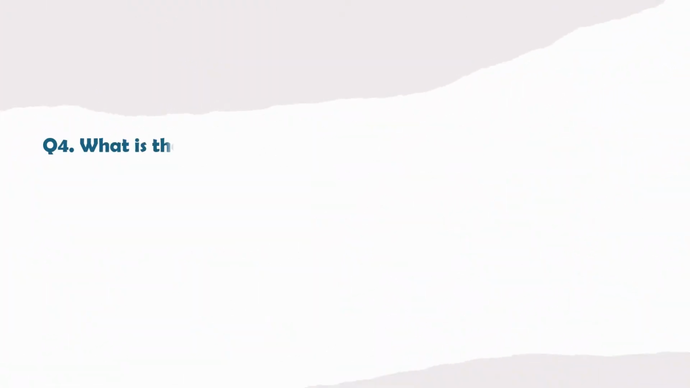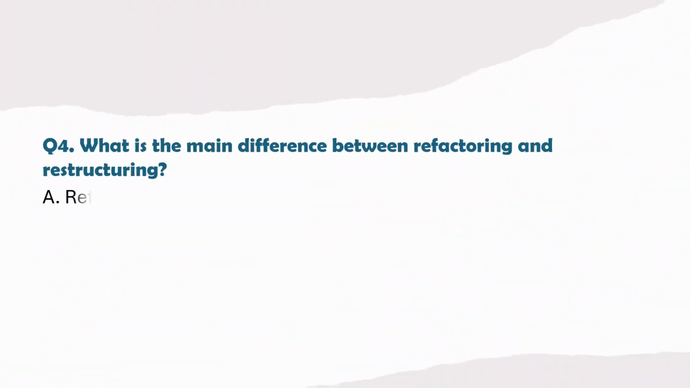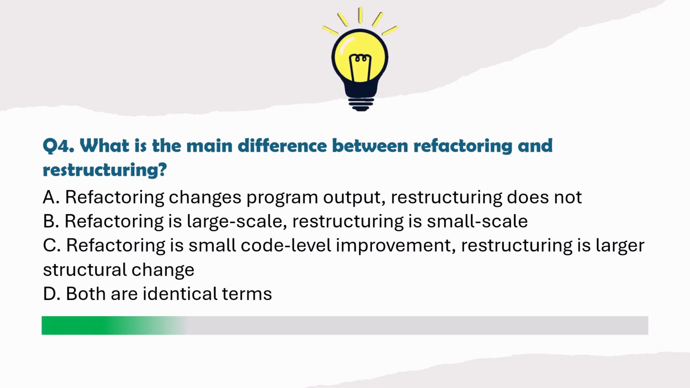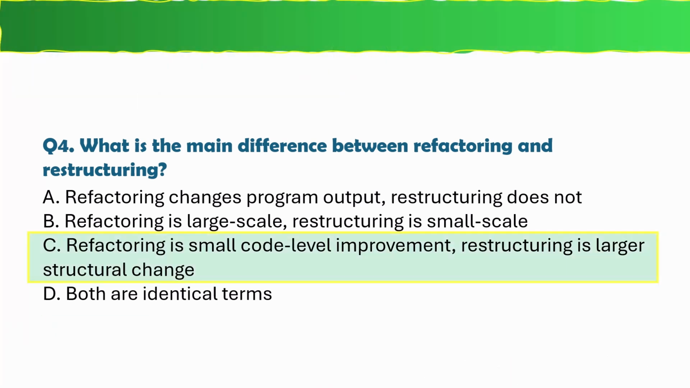What is the main difference between refactoring and restructuring? Here are the options. The correct answer is C, that refactoring is a small code-level improvement and restructuring is a large structural change. They both improve the software without changing functionality, but the scope differs. Refactoring is focused on small changes and restructuring is focused on large-scale changes.